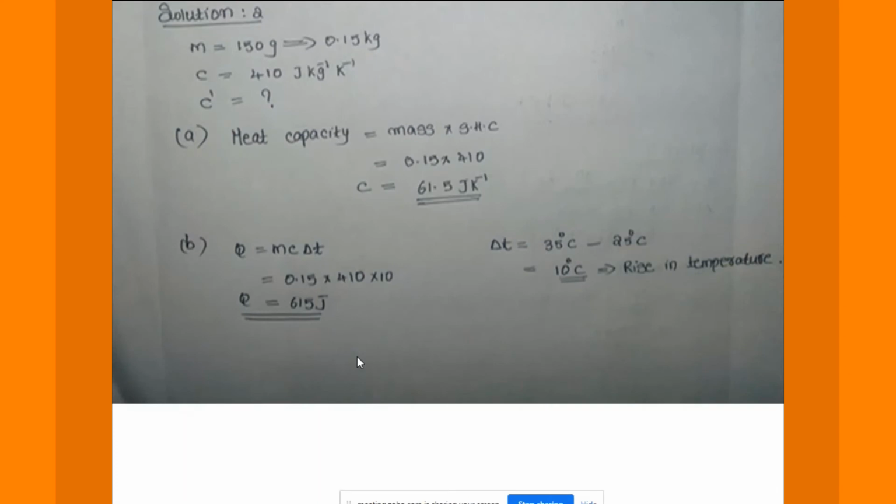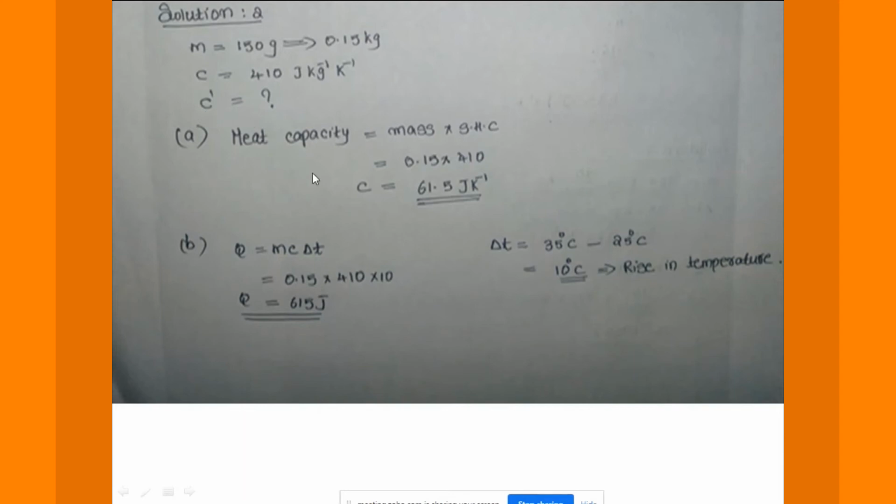Moving into question number 2. Question number 2 has two subdivisions. First part is calculate the heat capacity of copper vessel of mass 150 gram. So mass 150 gram, convert that here itself into SI unit. And here the specific heat capacity of copper is 410 joule per kg per Kelvin. These values are given and you are asked to find out what is heat capacity.